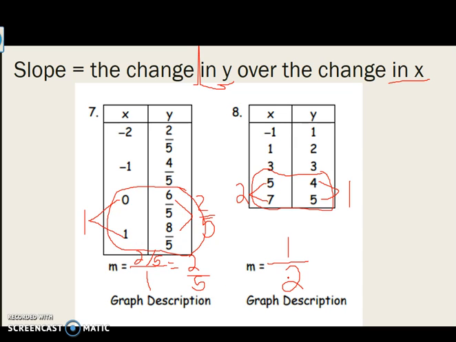In both of these problems here, they're both positive. So even though they're fractions, both of these graphs would be increasing because both of them are positive slope. They're not very steep because they're fractions, but they are increasing.